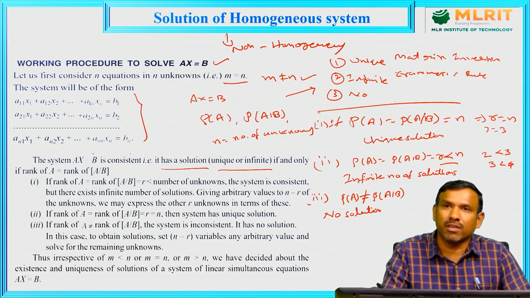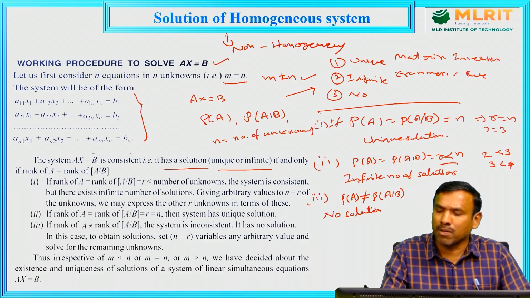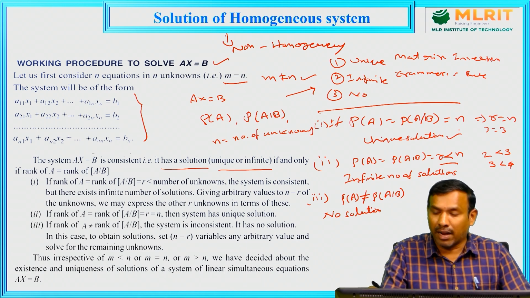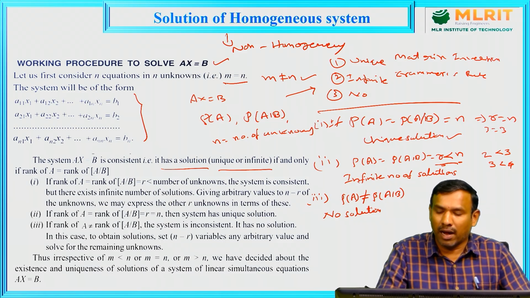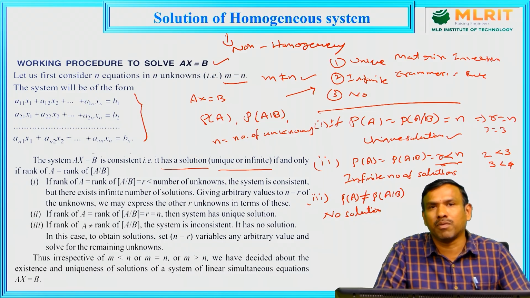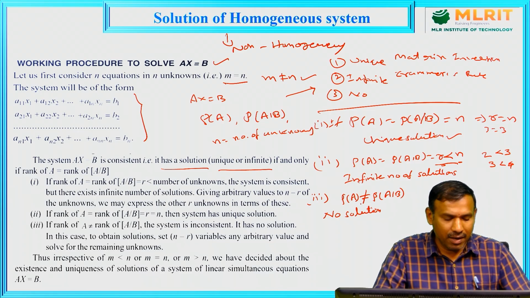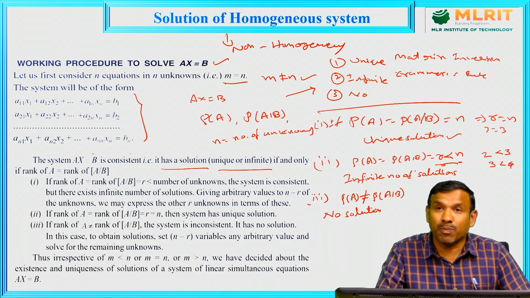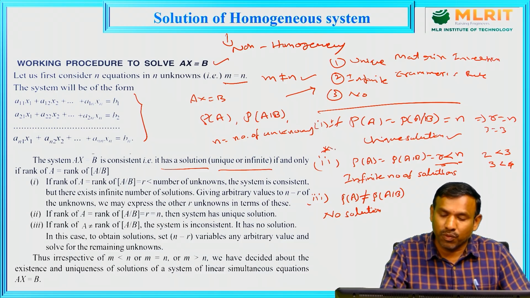So if rank of A is equal to rank of A by B is equal to n, then the system will have a unique solution. If rank of A is equal to rank of A by B, but rank is less than the number of unknowns, then we have infinite number of solutions. And if rank of A is not equal to rank of A by B, we call it no solution, and the system is said to be inconsistent.